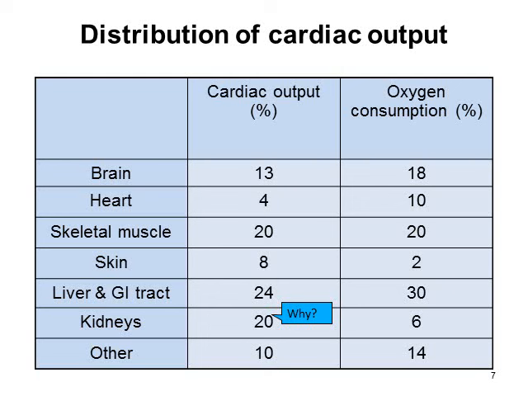I want you to think between now and the next session why you think the kidneys have such a high cardiac output. If you compare your kidneys to the amount of skeletal muscle you have in your body, they are significantly smaller than the mass of skeletal muscle, and yet they have the same amount of cardiac output. So I'd like you just to think why that may be.